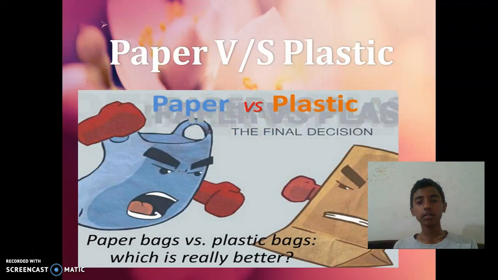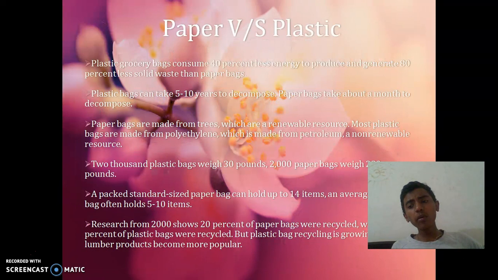Paper versus plastic, the final decision. Paper versus plastic. Plastic grocery bags consume 40% less energy to produce and generate 80% less solid waste than paper bags. Plastic bags can take 5 to 10 years to decompose. Paper bags take about a month to decompose. Paper bags are made from trees, which are a renewable resource. Most plastic bags are made from polyethylene, which is made from petroleum, a non-renewable resource.